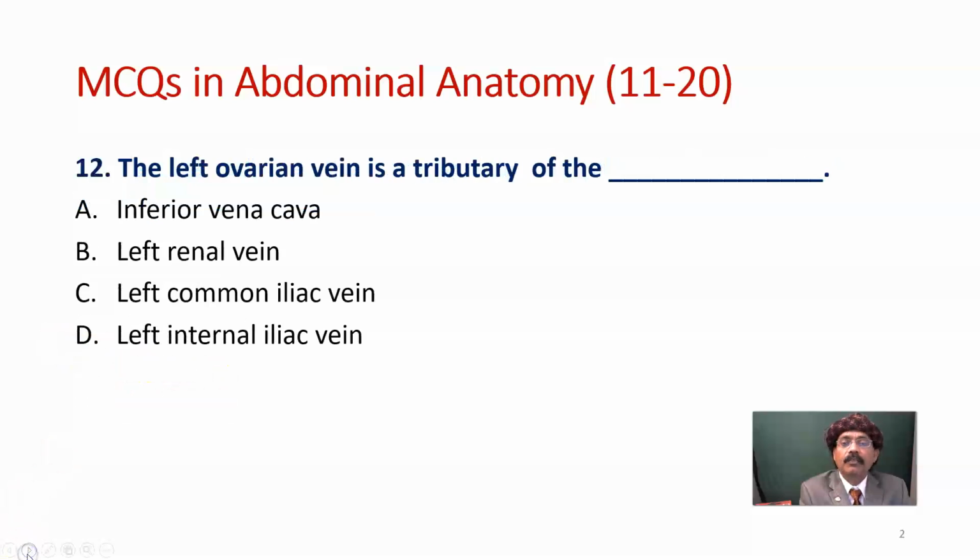Okay, let's go to question number 12. The left ovarian vein is a tributary of what? Inferior vena cava, left renal vein, left common iliac vein, left internal iliac vein. Answer should be left renal vein.